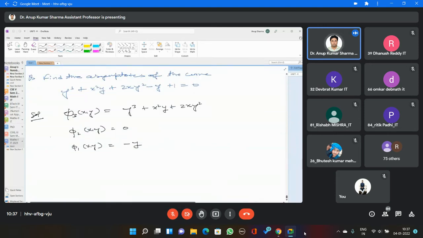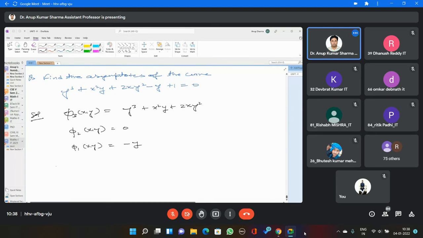Now we see here y contains y cube. There are no other terms with higher y degree. The first term contains y cube, so the coefficient of y cube is 1. That means there are no asymptotes parallel to the y axis. Okay, so you must mention these things.